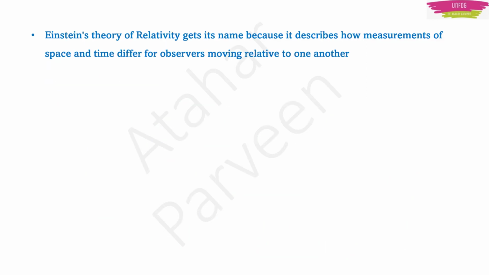Now this Einstein's theory of relativity got its name because it is describing how measurements of space and time are different for observers who are moving relative to one another. Now the example which we took of a stick, there nothing was moving. That was just a concept of relativity.